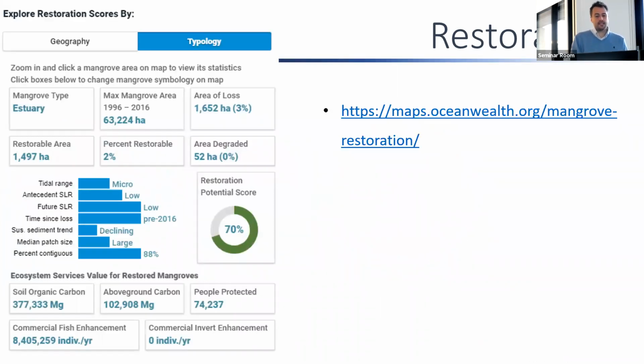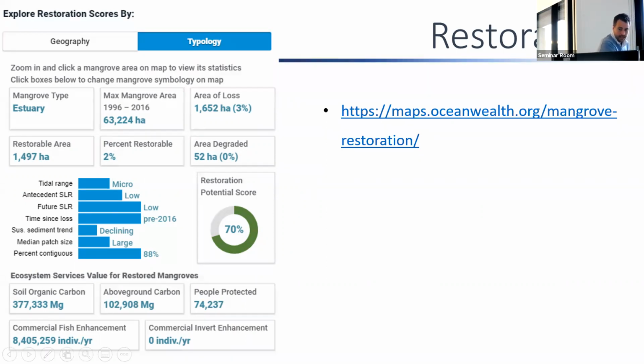And what this gets you is an individual scorecard for each mangrove area in the world. So this is for an estuary in West Africa. And this just shows the maximum mangrove area between 1996 and 2016, how much is restorable, what's its restoration score, as shown in that little wheel to the right-hand side, but also the ecosystem service values for the restored mangroves.